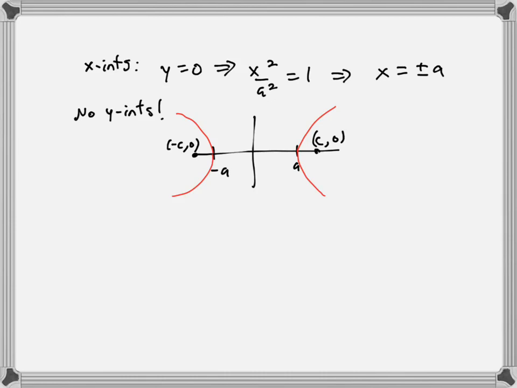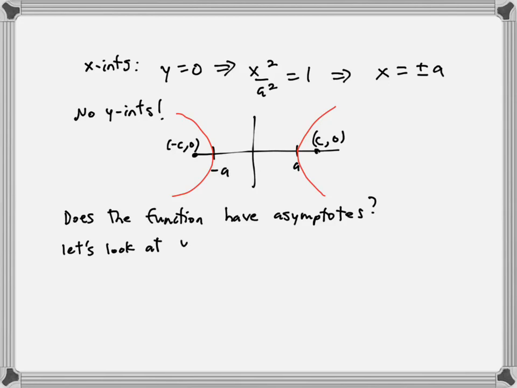So it looks like that. So question, does the function have asymptotes? We're finally going to get to use a little bit of an idea from calculus, okay? So what I want us to do is let's look at y over x.